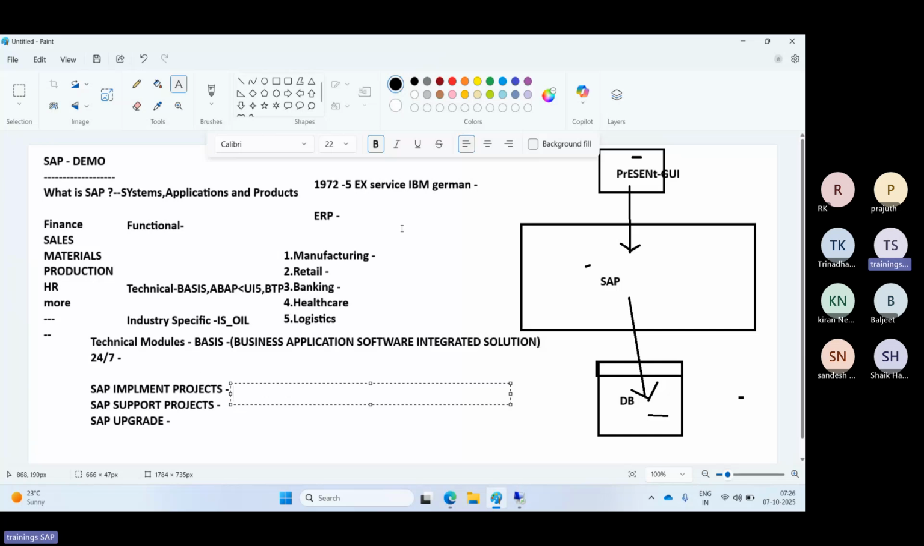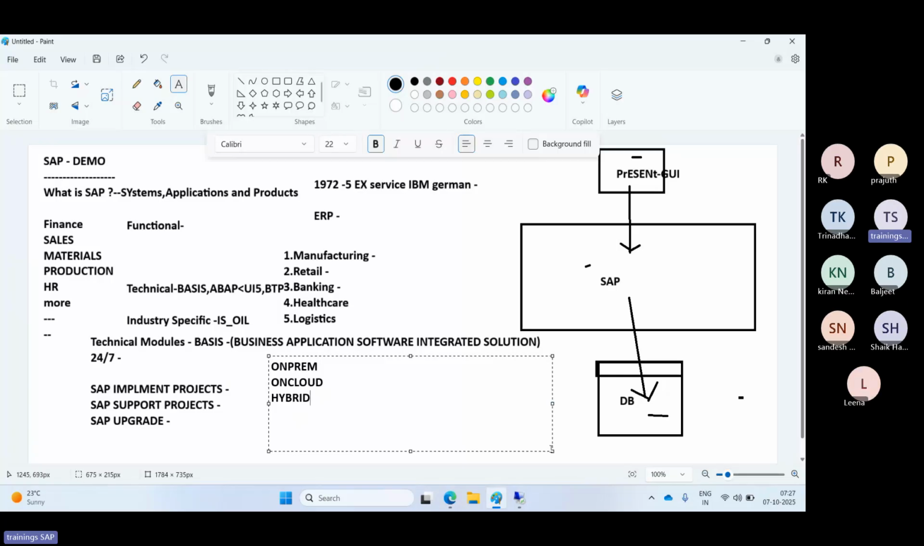So SAP we can deploy in multiple layers. We can install SAP on premises, on cloud, in a hybrid scenario, and with RISE. The new concept is called RISE with SAP. So there are multiple ways we can deploy SAP systems here. Multiple operating systems we can use, multiple databases we can use, right? It is flexible. We can install SAP anywhere. Okay, that is the main important thing here.